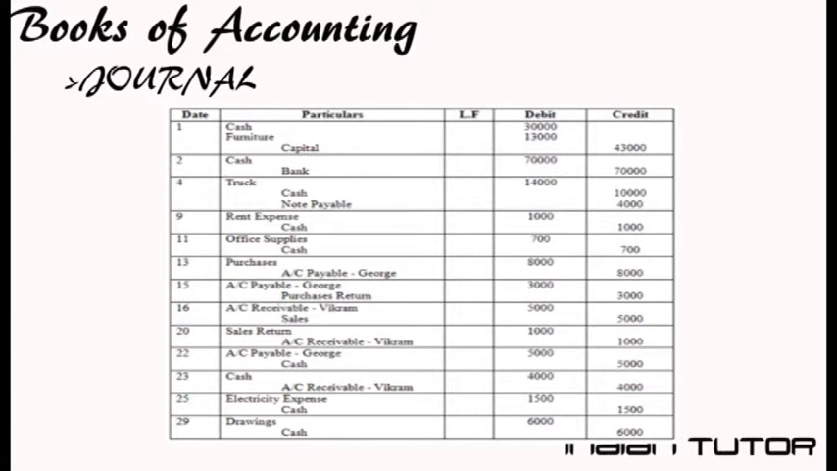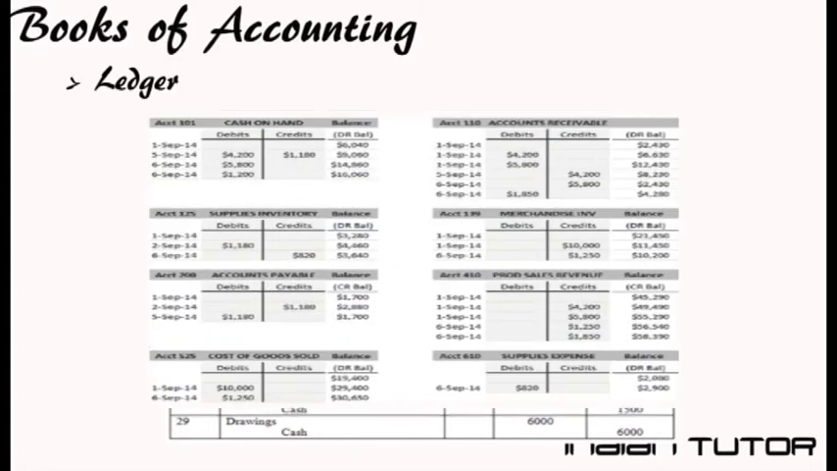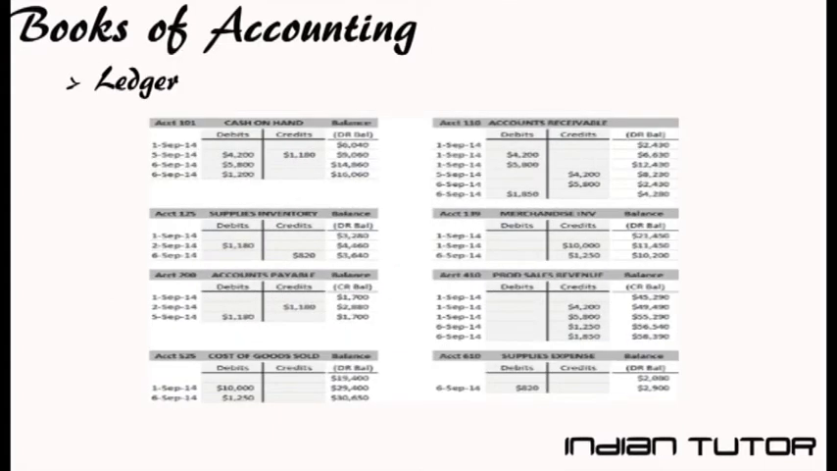Also, a business could have several journals. There could be a general journal wherein all the transactions are recorded. There could also be a cash journal where only the cash transactions are recorded. After the journal, the entries from the journal are posted into the ledger. The ledger is a book to record only account specific transactions.